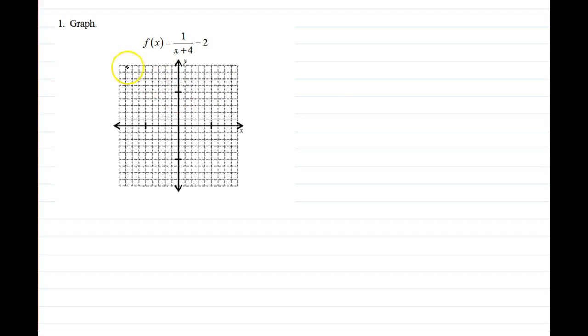All right, here we go. Final review, part 2. So number 1, we're going to graph this function.